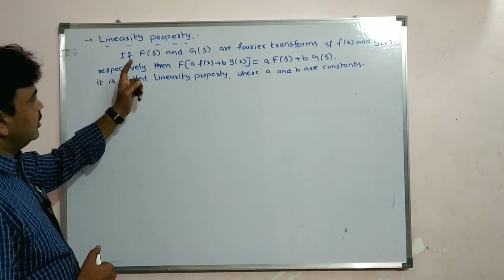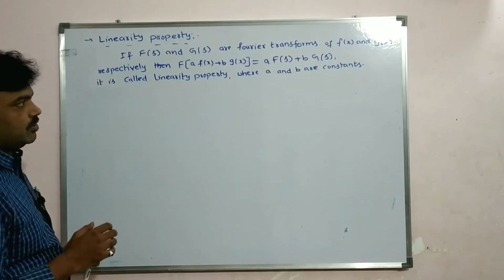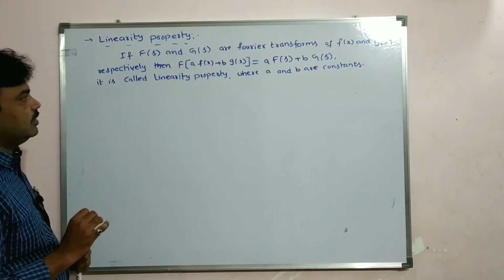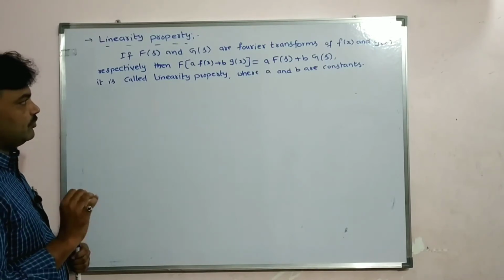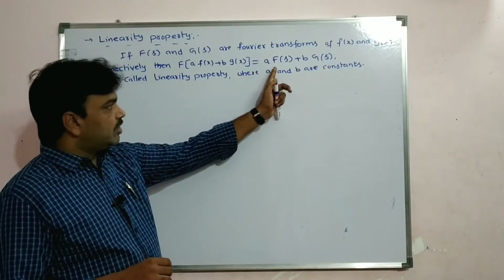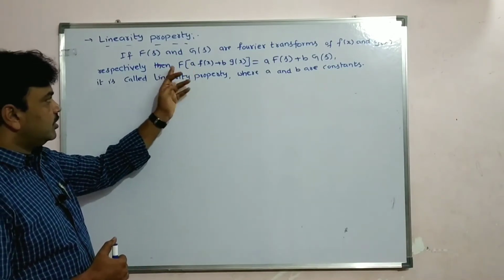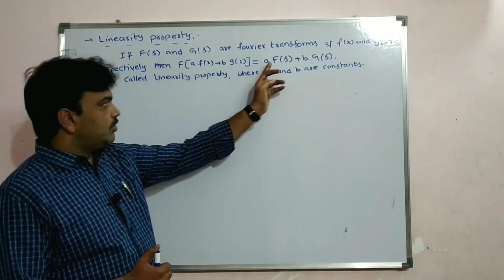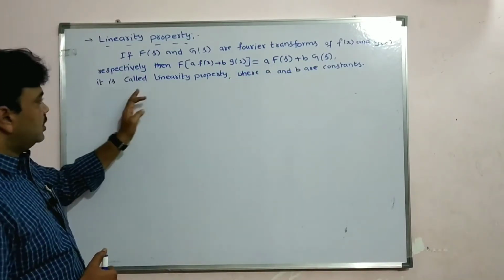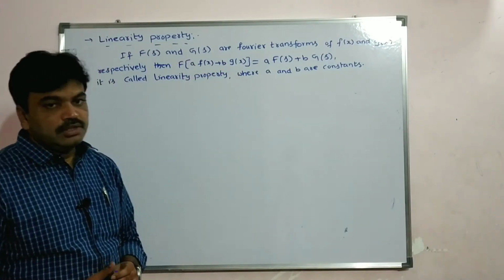If F(s) and G(s) are the Fourier transforms of f(x) and g(x) respectively, then the Fourier transform of a f(x) plus b g(x) is equal to a F(s) plus b G(s). If there is any constant, we can write it outside, like a into F(s), and similarly b into G(s). This is called the linearity property. Here a and b are constants.